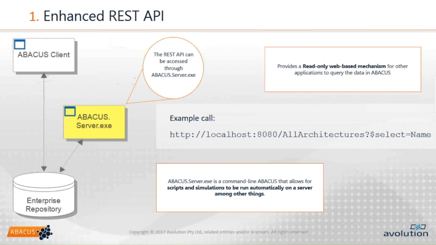Now, in this first release, it will be a read-only API. So it's just for querying data from ABACUS. We will be updating the API probably in version 6.1, which will be out next year, and that will provide the ability to then write back to ABACUS through that API. If you do need to write through the API right now, the .NET API does support that, so that is the best option at the moment.